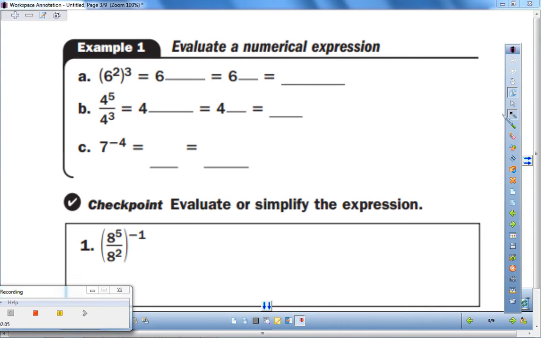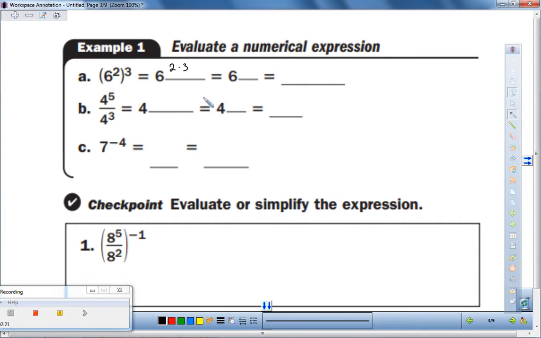Alright, now here we're going to look at a few examples. We have 6 squared, in parentheses, to the third power. So for this one, we're going to end up with the power of a power property. So it'd be 6, and then we'd have 2 times 3 for our power, which would end up being the 6th power. And then we take 6 to the 6th power, we end up with 46,656.